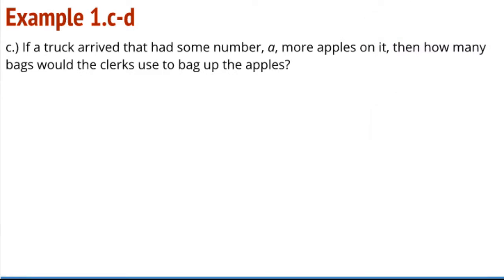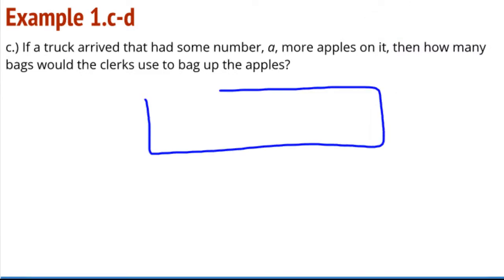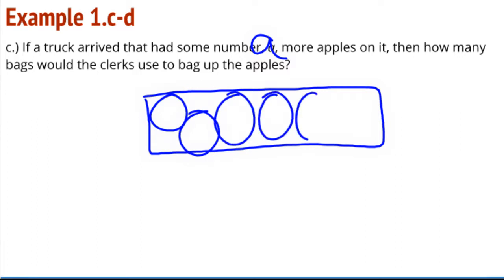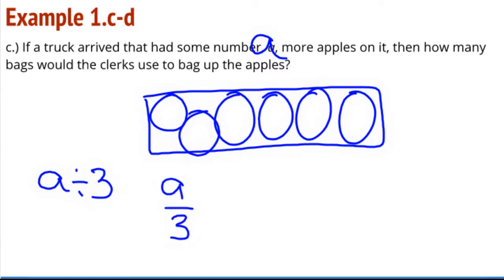So if I have some apples, and I'm going to do a model here, I've got some apples, and I'm going to put them into groups. Now, how many go in each group? 3. We saw that on the table. So I'm just going to go through here and build a bunch of groups of 3. So I'm going to take the apples, and I am going to divide them into groups of 3. So I'm going to need A divided by 3 number of bags. How many groups of 3 can I make out of these apples?